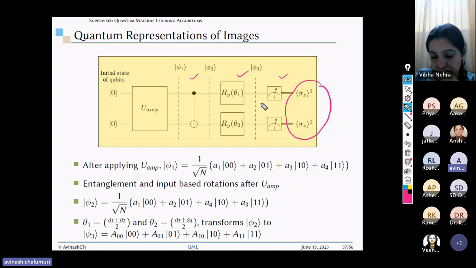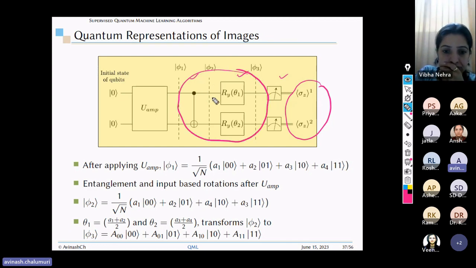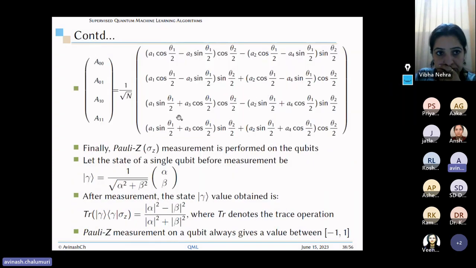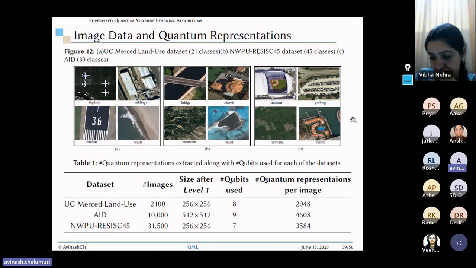After many empirical results and lots and lots of experimentation, we realized that this particular architecture works well on the satellite image datasets. This is a CNOT operation followed by rotational operations, where you get some values out of it. And by the way, this is all matrix operations. I'm not going deep into that.